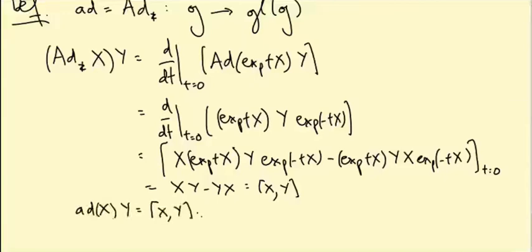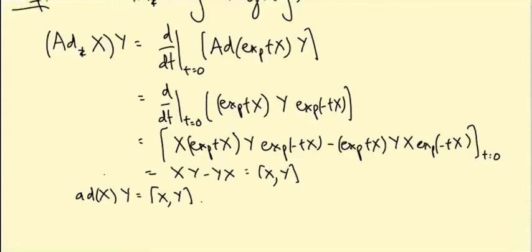So I didn't actually need the group there to define this. This made sense already for the Lie algebra. Right? The Lie algebra little g has this bracket. I could have just defined little ad of x applied to y to be x bracket y. So little ad of x is the thing that takes bracket with x.